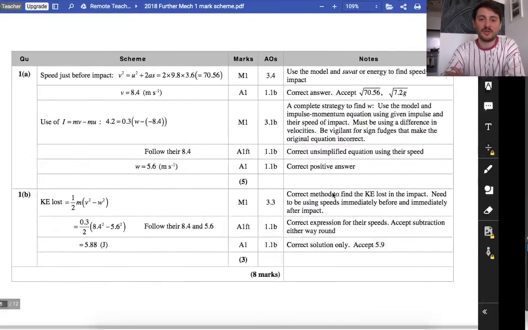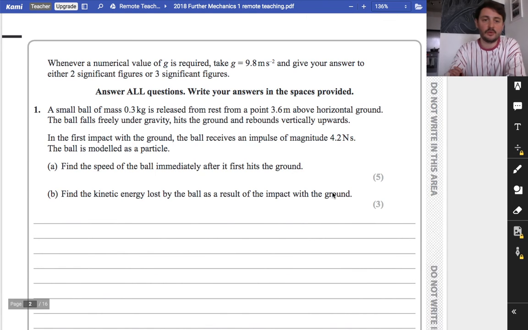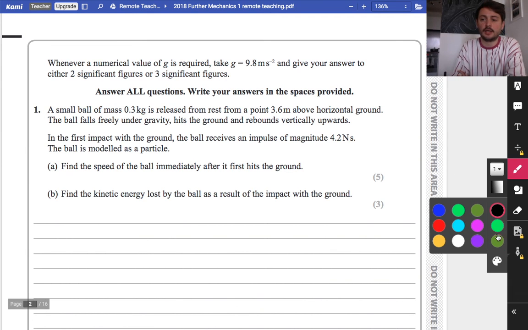Hi guys, so we're going to be going through a Further Mechanics AS paper, which is from 2018, and hopefully we'll get this all done in one video. Okay, so always good to read this bit at the beginning, it's a good reminder.